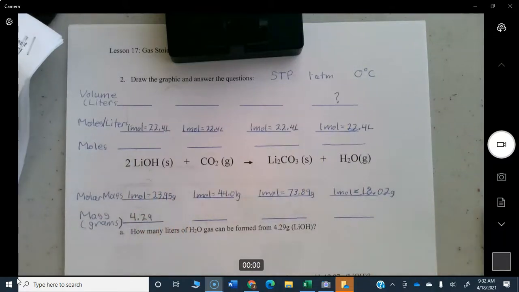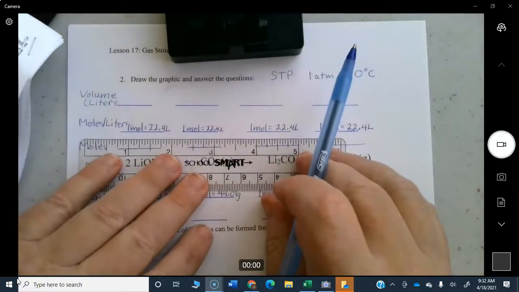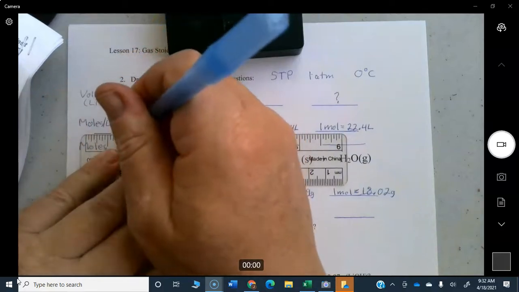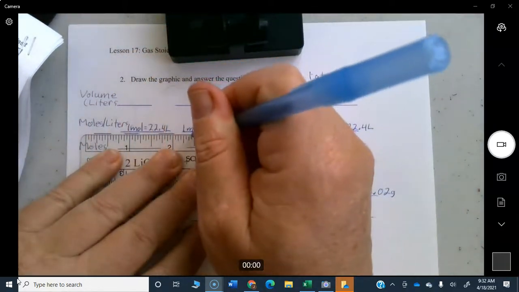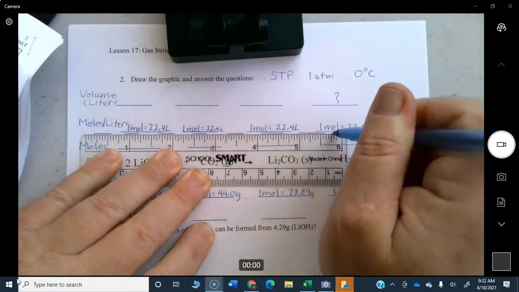By the way, again, I did not draw the dashed line, so let's go ahead and do that. It doesn't matter whether you put the moles up above the equation or down below, as long as it's in the dashed box here.